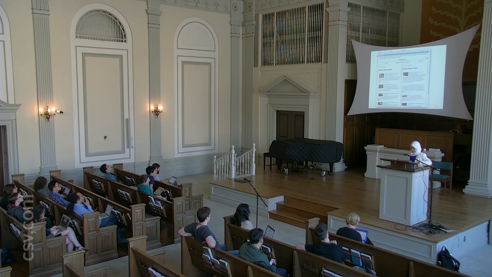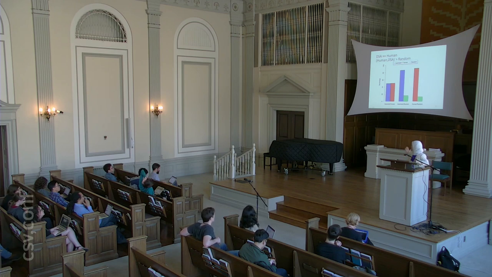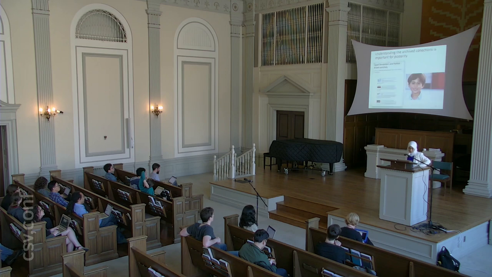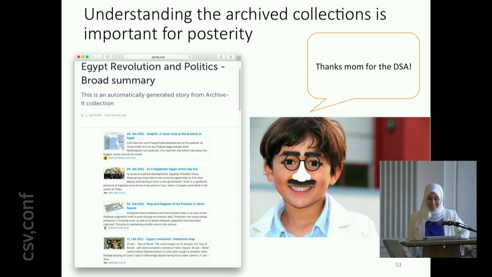So this is the result of the evaluation. It was 50-50, and this is actually the result I have seen here. It's almost 50-50. And it was also great to see that the automatic and the human stories are much better than the random stories. So hopefully, this is Yusuf now. Hopefully this is something that he would use when he grows up, and after many years, he would thank me for generating this. And he wouldn't struggle to understand what happened during the Egyptian revolution.